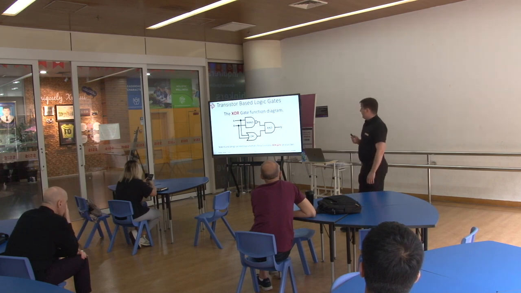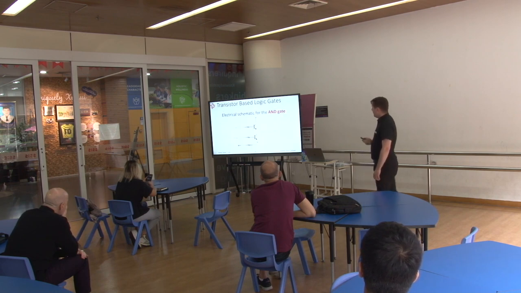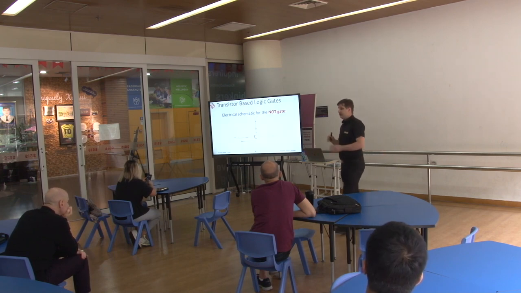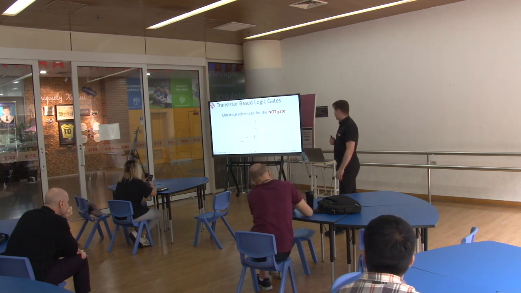Here we have it as a function diagram, so we can figure out the big ideas, and then we can break that down into electrical schematics. We have our AND gate, we need that. We have our OR gate, we need this. We have our NOT gate, and now we need to basically assemble things like Lego blocks to create that function diagram that I just showed you.